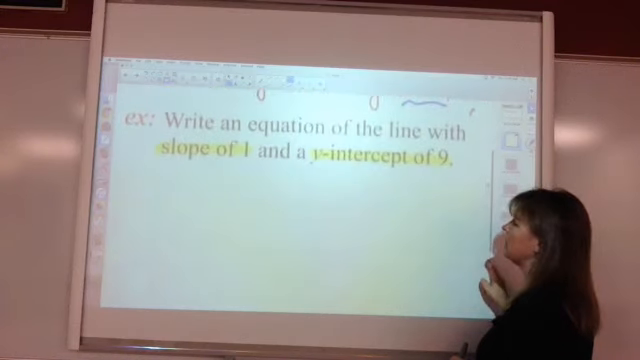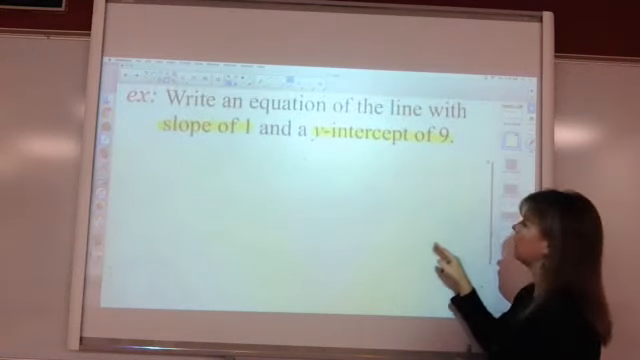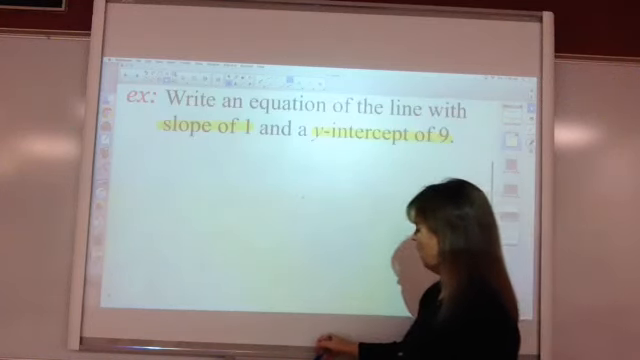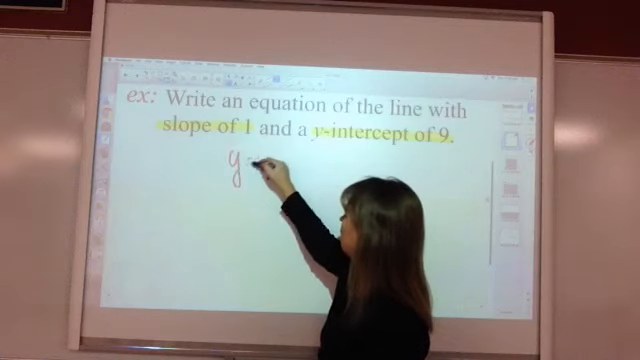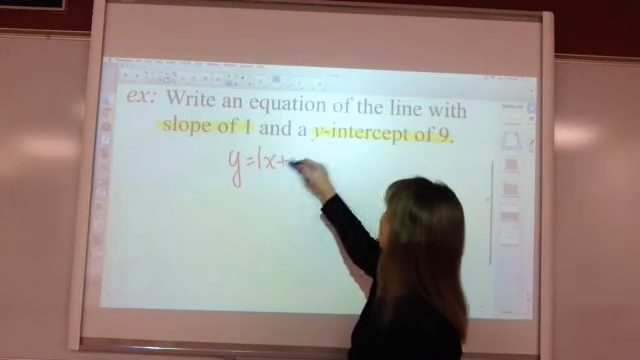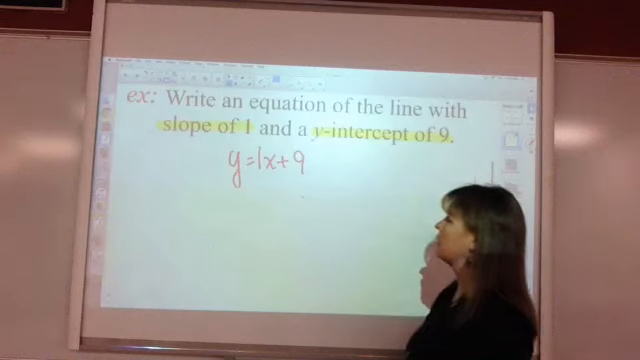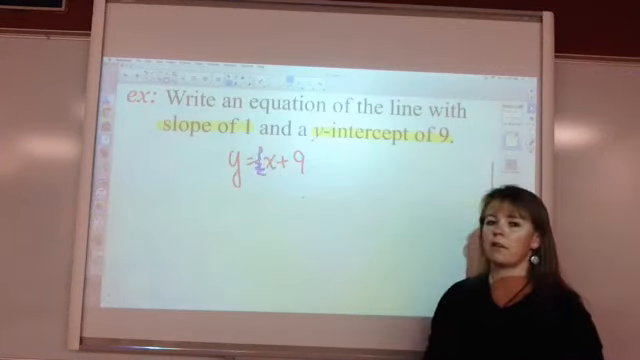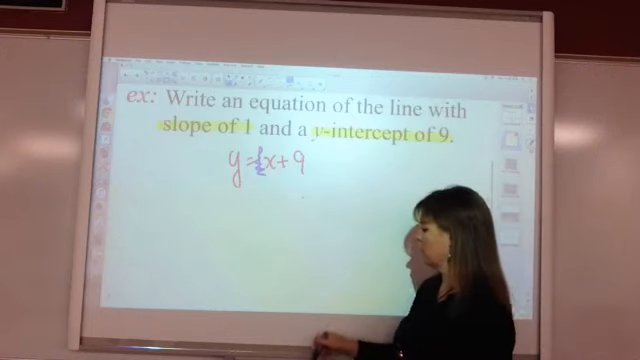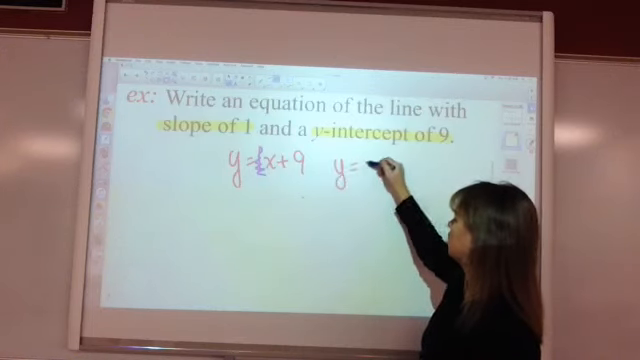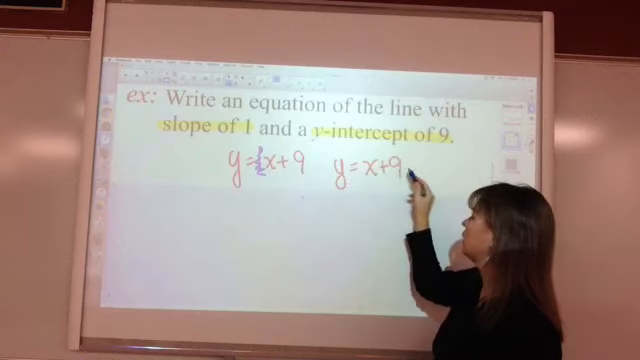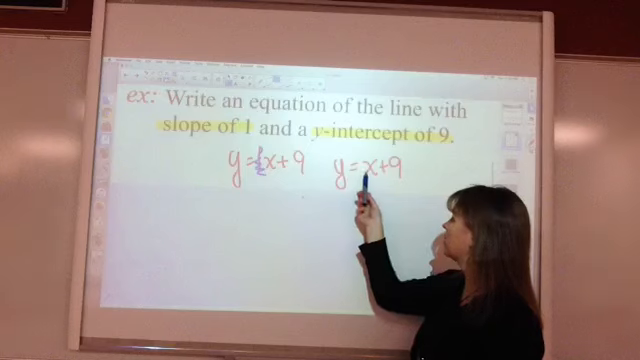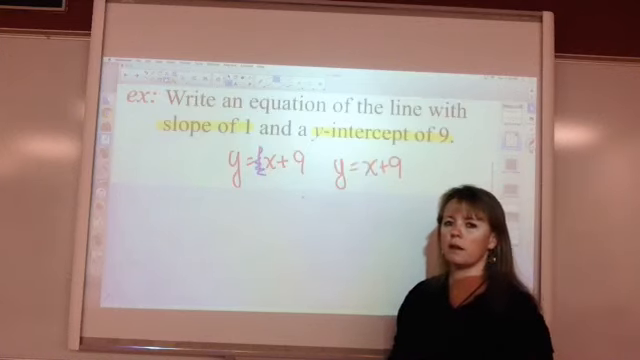This one, another simplification issue. Write an equation of the line with slope of 1 and a y-intercept of 9. Y equals mx plus b, the 9. But again, we never put 1s in front of variables. All variables have a 1 in front of them. We don't have to state that it's there. So your final answer will be y equals x plus 9. Anybody who's familiar with slope-intercept form, rise over run, they know that there's a 1 there in front of the x.